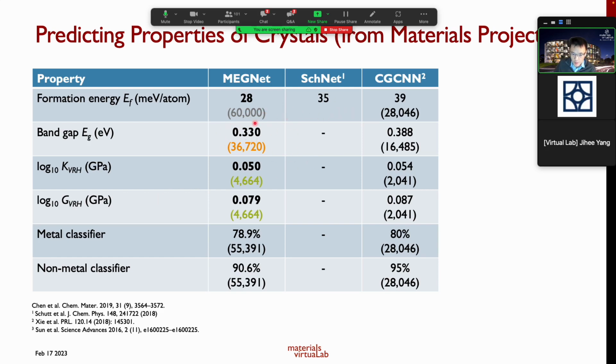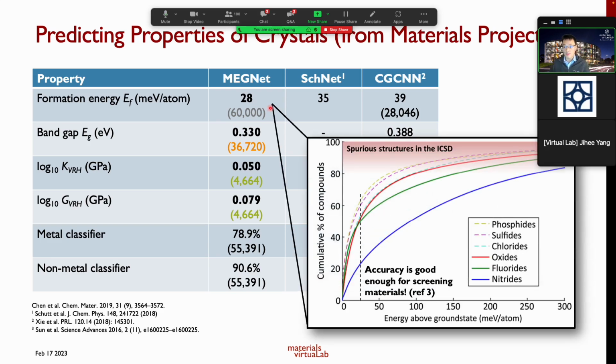You can also predict things like the band gap to within about 0.33 eV, as well as bulk and shear moduli. I'm not going to go into those details, but I want to show you why this prediction is so useful. Is 28 meV per atom accuracy good enough for you to do materials design? It turns out that it is. This is a statistical analysis that was done by Professor Wenhao Sun back in 2016, where he took all the crystal structures in the Inorganic Crystal Structure Database, and plotted the energy above ground state versus the total number of compounds in the ICSD.